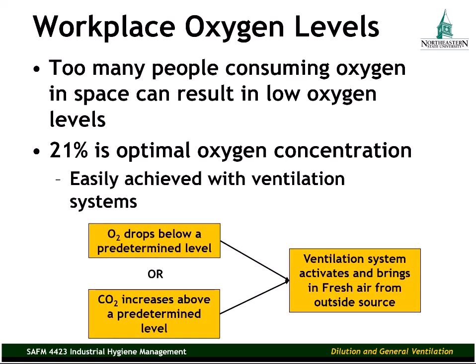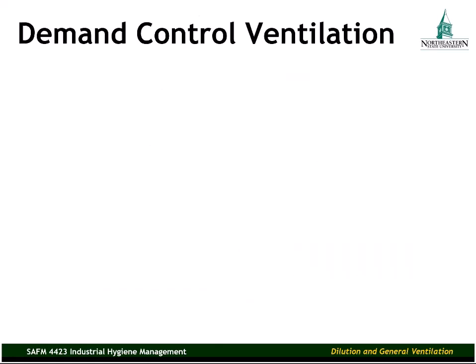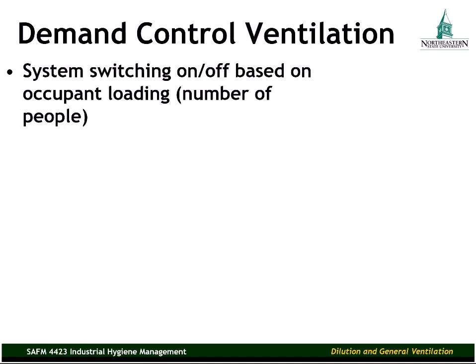Now, there are ventilation systems that are designed to bring in fresh air from outside sources based upon what sensors are telling the system about the O2 level or the CO2 level. If O2 drops below a predetermined level, or if CO2 increases above a predetermined level, that will cause the system to switch on and bring in more fresh air. And what we're talking about here is what's referred to as demand control ventilation, where the system is switching on and off based upon occupant loading or the number of people in the area.